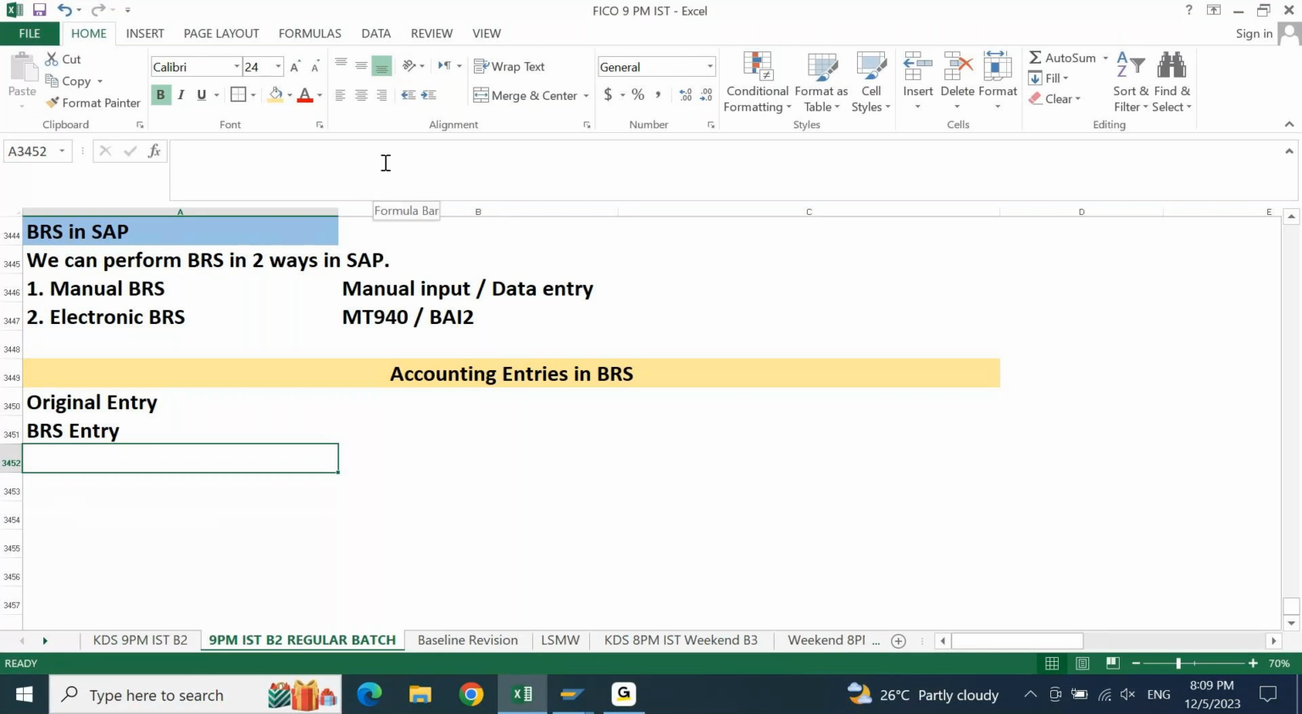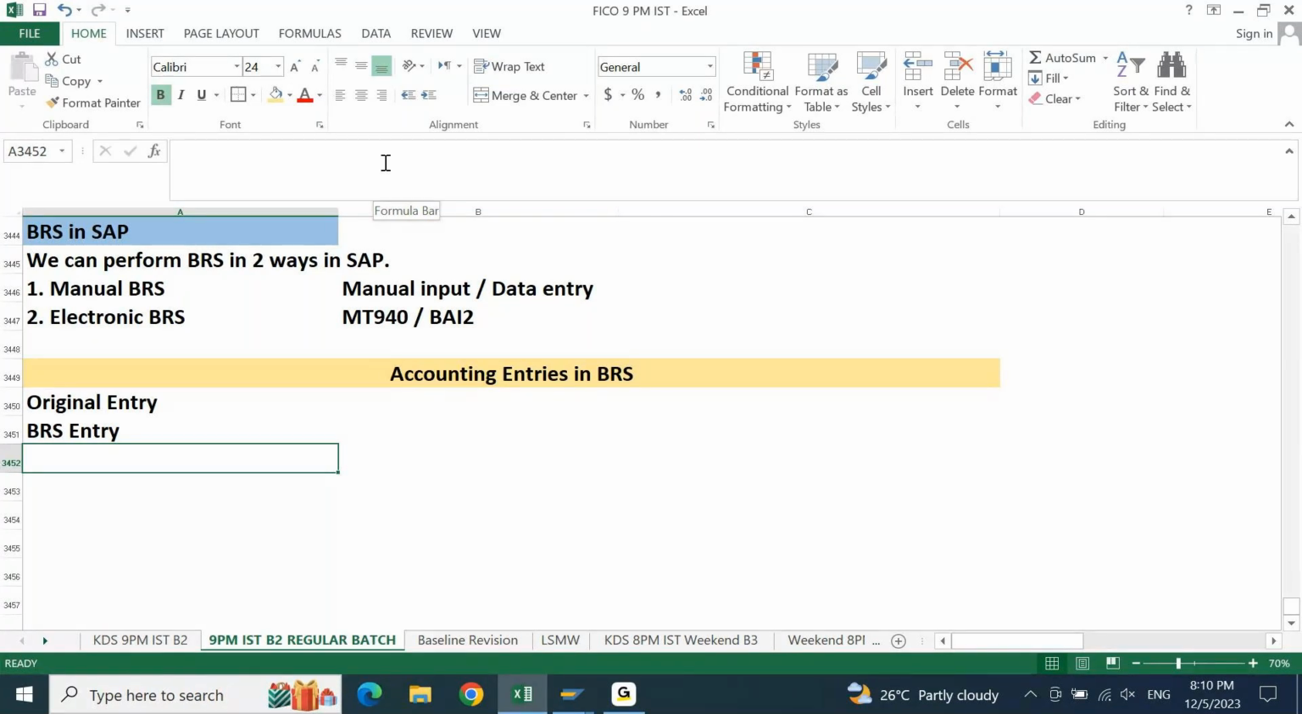One is original entry, second one is BRS entry. We need to understand what is original entry, we need to understand what is BRS entry. Now, whenever you are talking about any payment, we are first talking about payment in the sub account. Later on, we are talking about movement of payment from sub account to main account. So whenever you talk about payment, you will first record the payment in sub account, and then you will move the payment from sub account to main account.